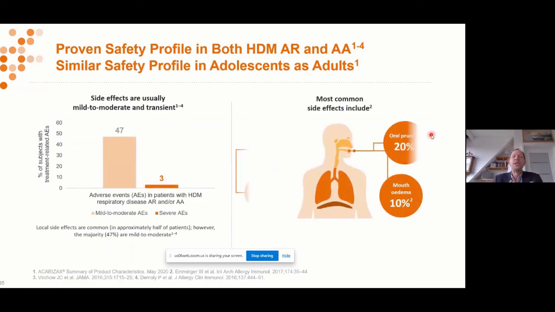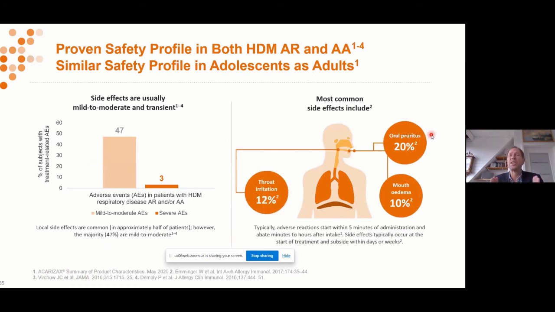And if we are then looking for side effects, of course, they are important and side effects are frequent. Why are they frequent? Because you expose the immune system to the allergen the patient is allergic to. This means it's quite logical that the patient will experience some side effects. And these side effects are typically a local oral itching, or a throat irritation, or a sublingual edema. But most of these side effects are mild to moderate, only very few are severe.